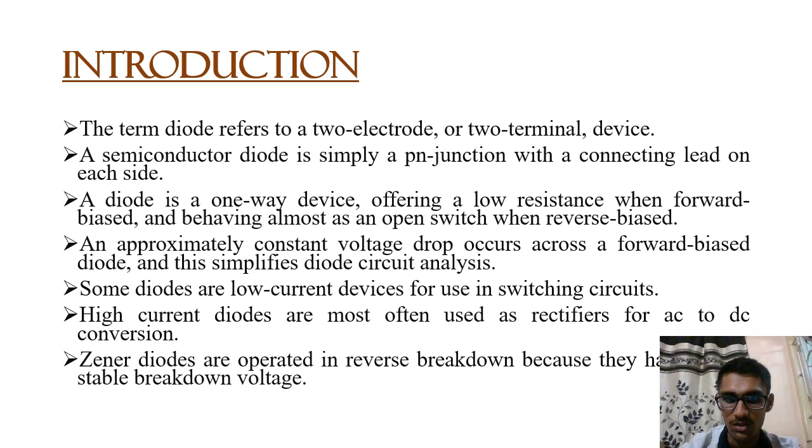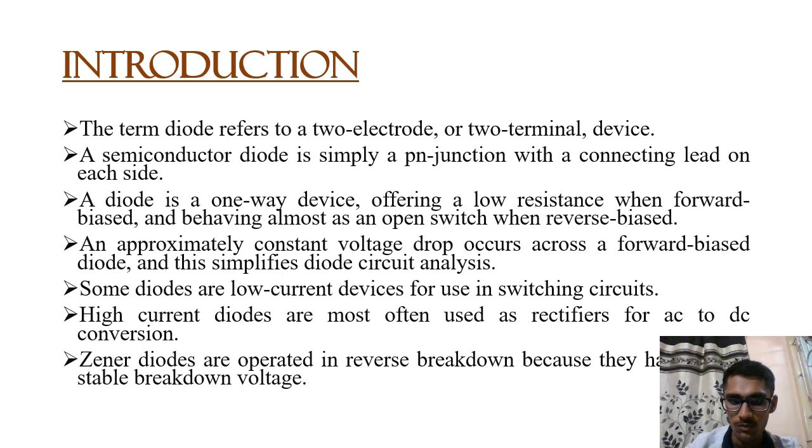Also, the diode is a one-way device. It offers low resistance when it is in forward biased, and it behaves almost as an open switch when it is in reverse biased condition. Approximately constant voltage drops occur during forward biased, and this condition simplifies diode circuit analysis.